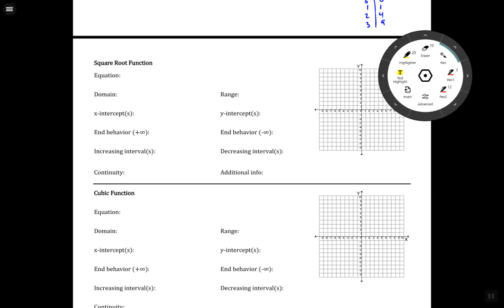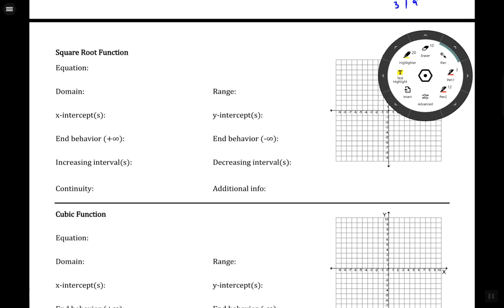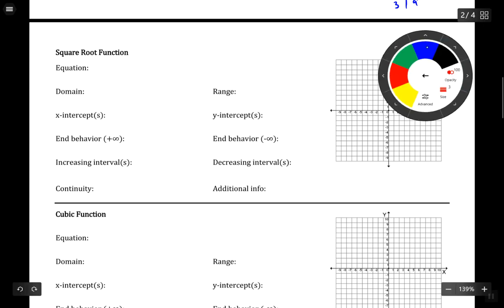All right, now we're going to finish our notes on this. So I'll make it a little bigger. Now we're going to do the square root. You know square root, right? What does the square root look like? What's the parent function for square root? Y equals what? Square root of x.